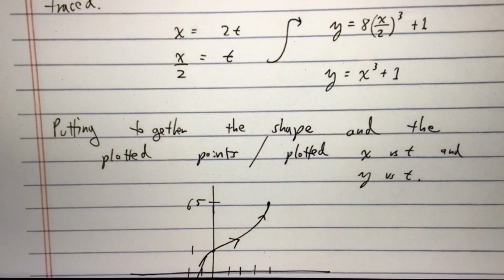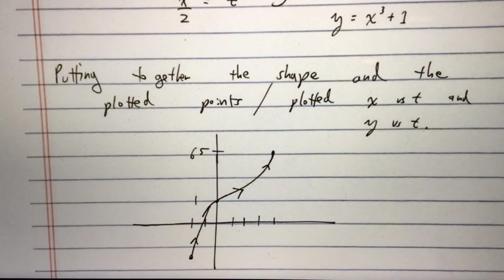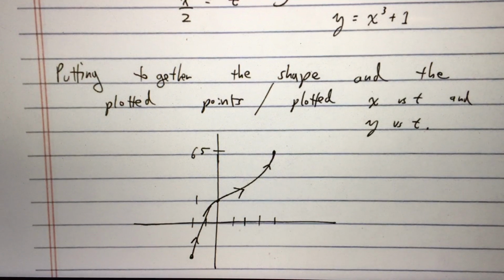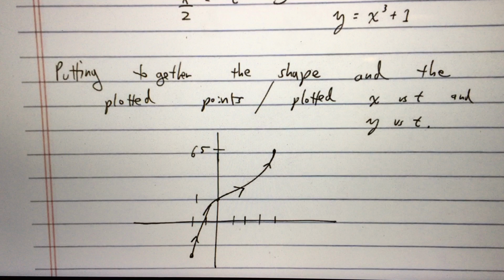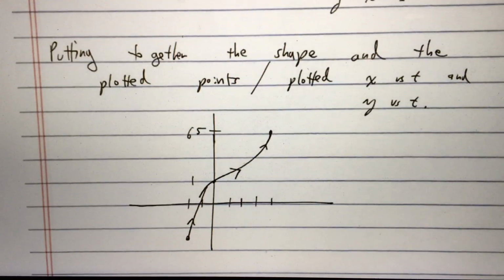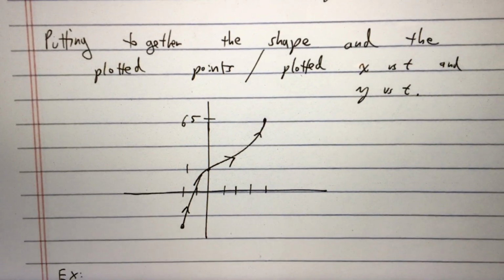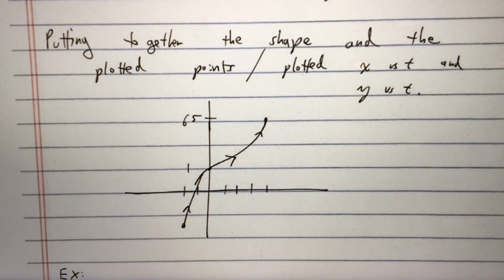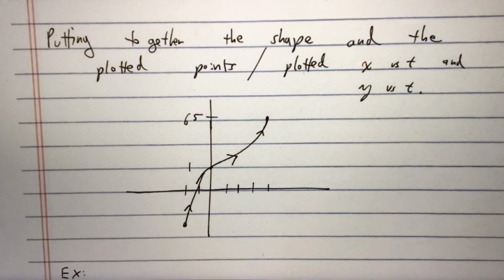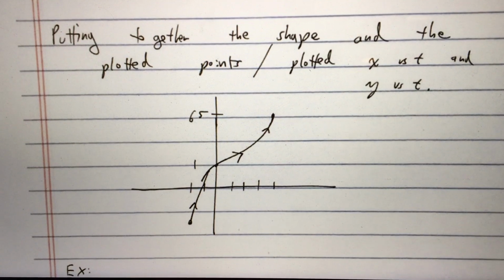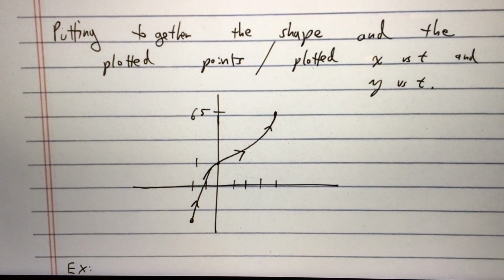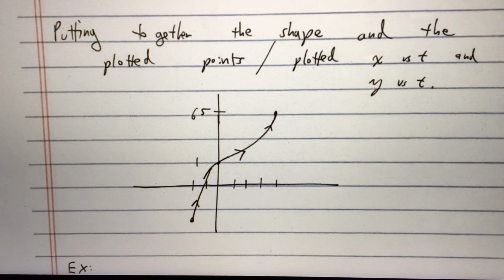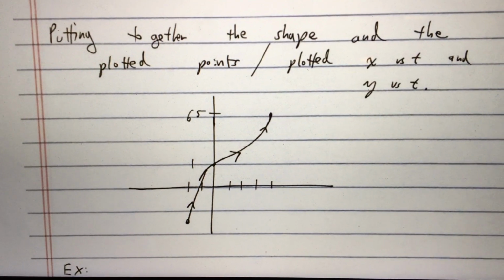But if you put together the shape and the plotted points, the ones in our list, and the plotted x versus t and y versus t graphs to see even more points, then you get the final picture. So this is the same picture that we drew on the previous page, but now I'm sure that it fills in that line. It's the line of y equals x cubed plus 1, but it's parameterized, so it starts out at the bottom, follows those arrows up to the top.